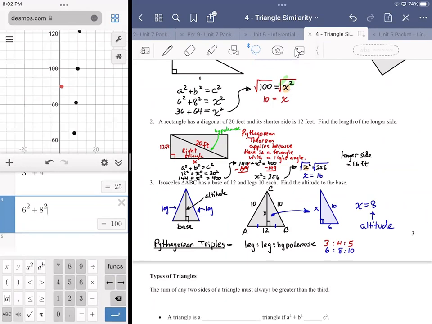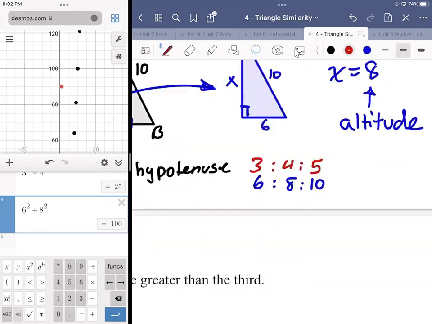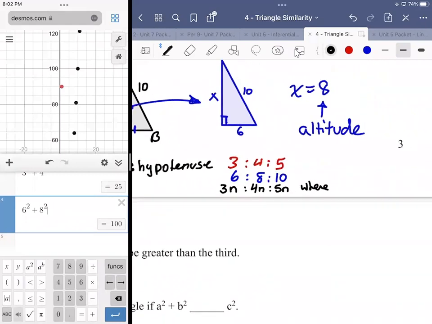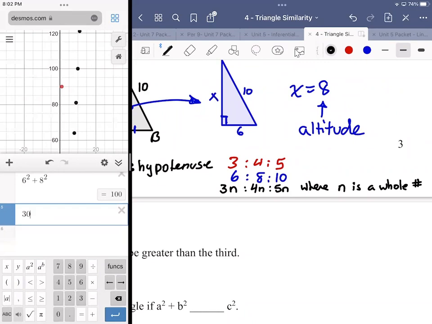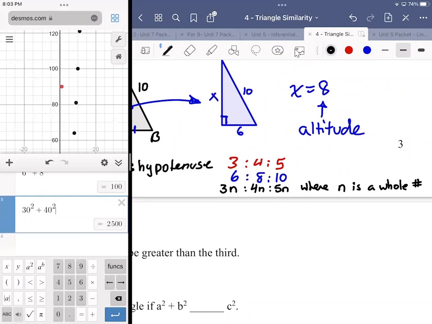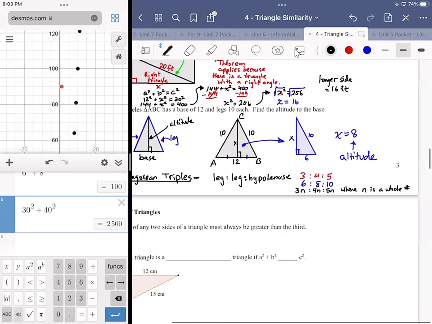So I could say 3n, 4n, 5n, where n is a whole number. Right? So, like if I wanted to do 30, 40, and 50, 30 squared plus 40 squared, 2,500 is 50 squared. Right? So that would be one set of Pythagorean triples.